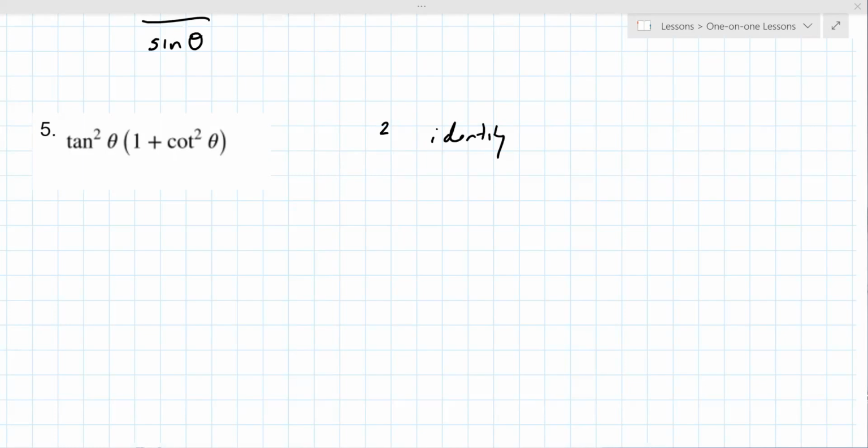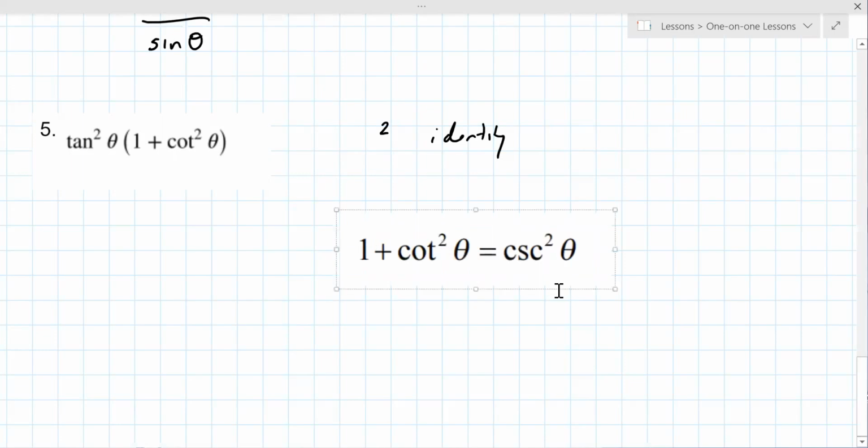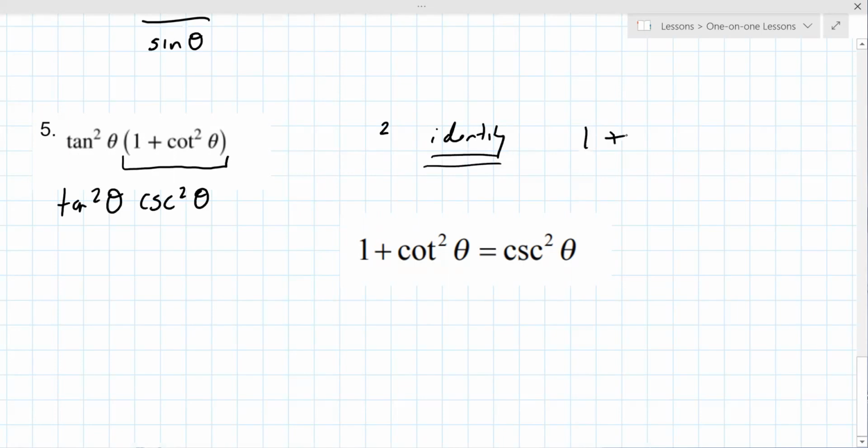The one we're going to use here is 1 plus cotangent squared theta equals cosecant squared theta. So that means this thing on the right becomes cosecant squared theta. This is tangent squared theta. Now you might wonder why we didn't put something in for tangent squared. Well, we could have, but generally when you get a 1 plus or a 1 minus, that's your hint that it's one of these identities.